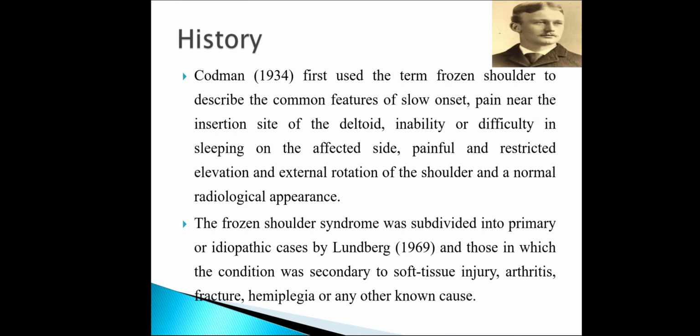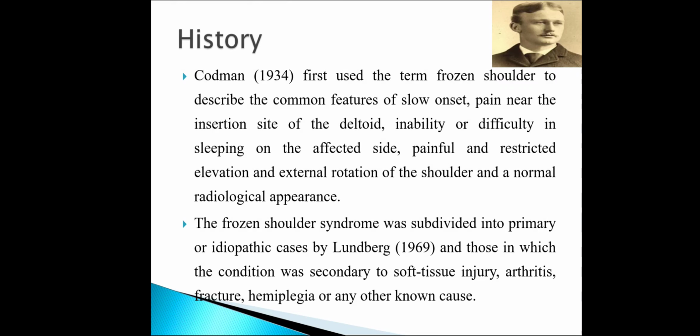History: as given by Codman, he was the first person who introduced the term frozen shoulder in 1934. He told that the condition is described by pain at the insertion site of the deltoid, inability or difficulty in sleeping on the affected side, painful and restricted elevation and external rotation of the shoulder, and a normal radiological appearance.